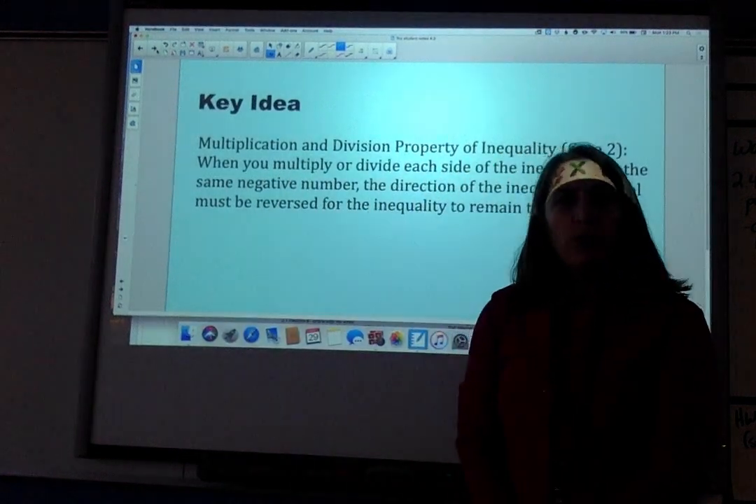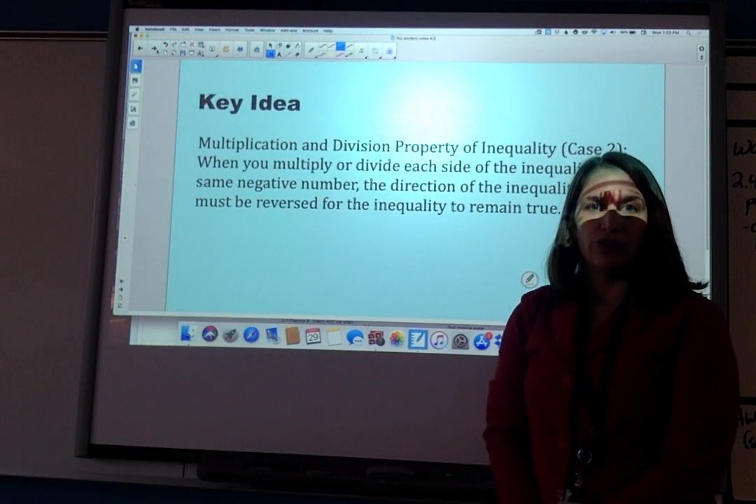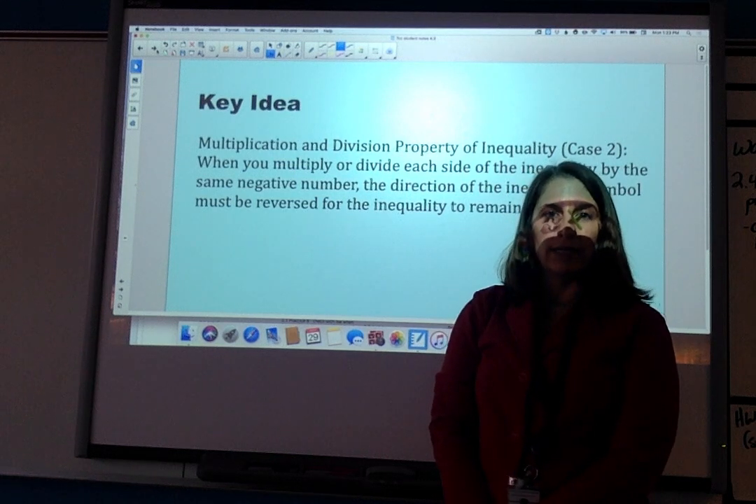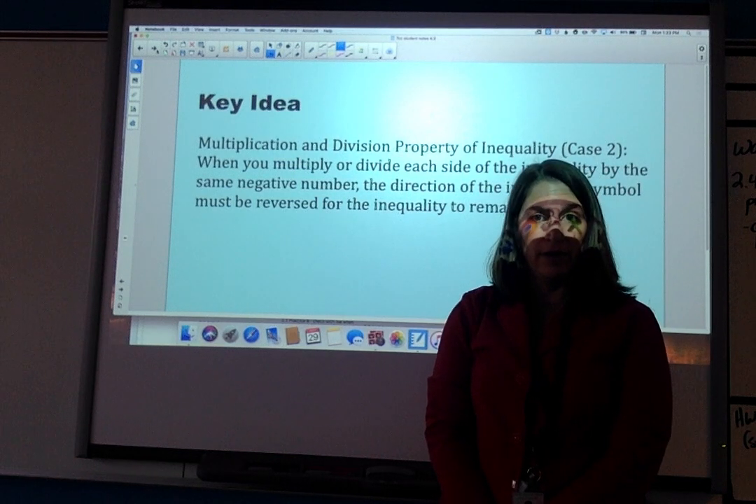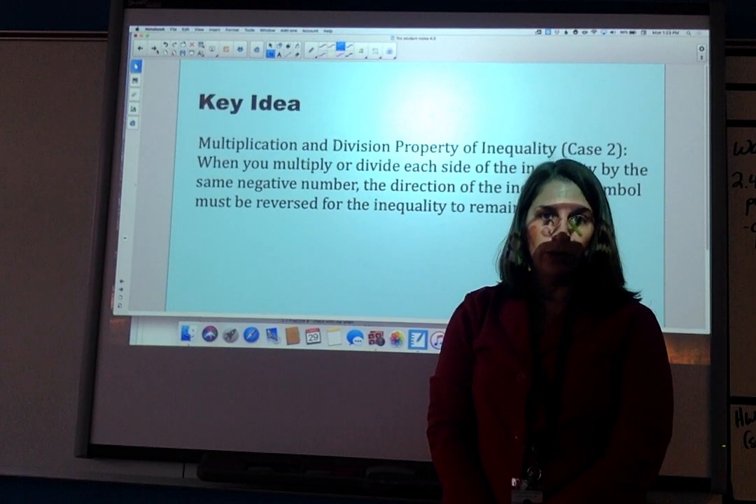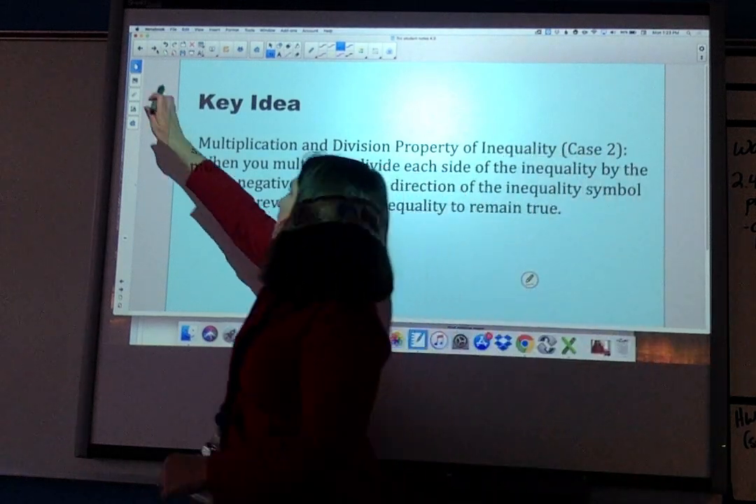All right, here's one more key idea, and this is for case 2. This says that when you multiply or divide each side of the inequality by the same negative number, the direction of the inequality symbol must be reversed in order for the inequality to remain true. So we're going to look at some examples of this.